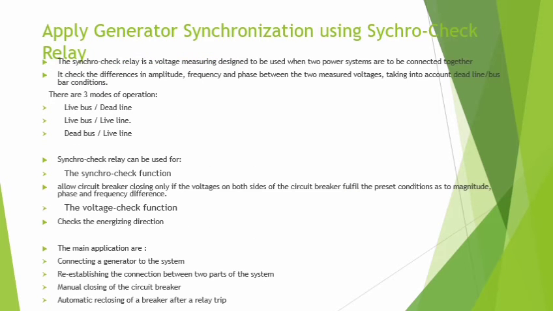Apply generator synchronization using synchro check relay. The synchro check relay is a voltage measuring relay designed to be used when two power systems are to be connected together, to check the differences in amplitude, frequency, and phase between the two measured voltages, taking into account dead line and bus bar condition. There are three modes of operation.